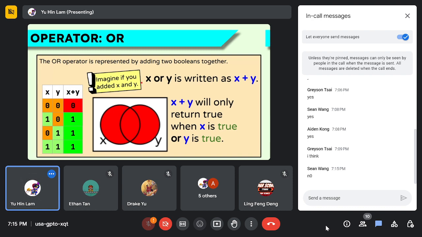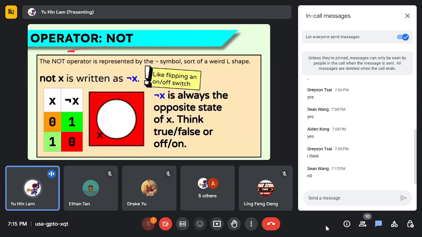Okay, so let's move on to the last operator that we need to know, our NOT operator. The NOT operator is sometimes shown as this L shape right here, or sometimes as a squiggly line. Let's see, it's not on the slide. I think it's on the key. It's okay, there are examples of it later.